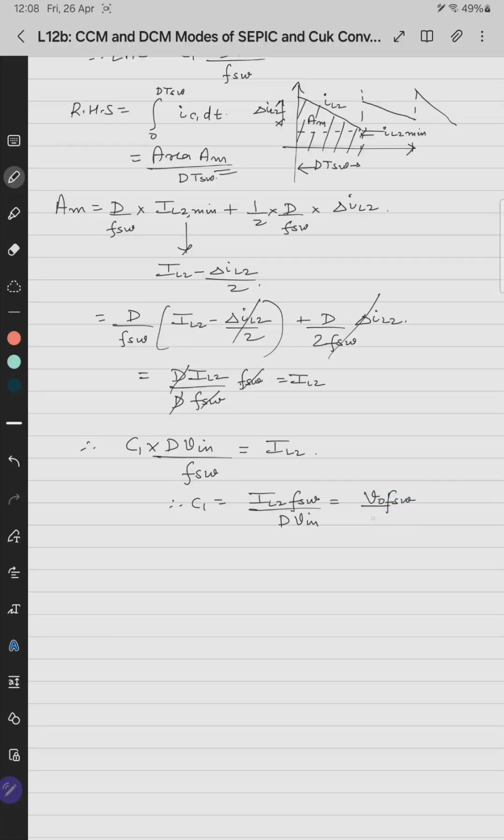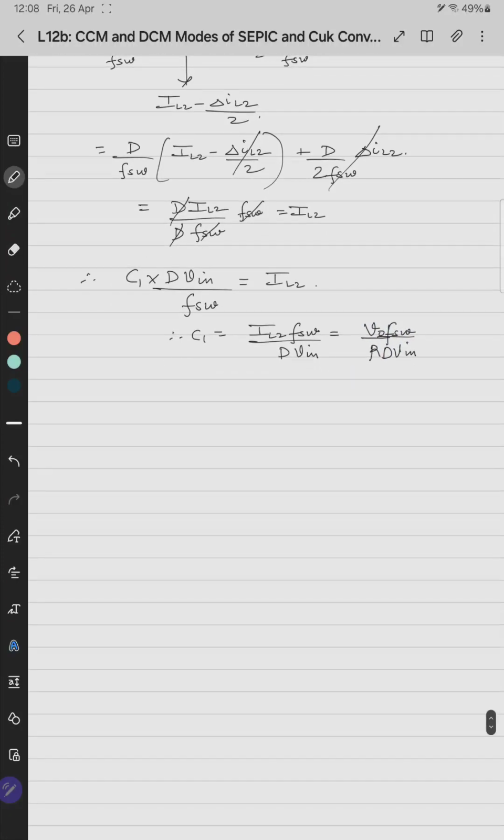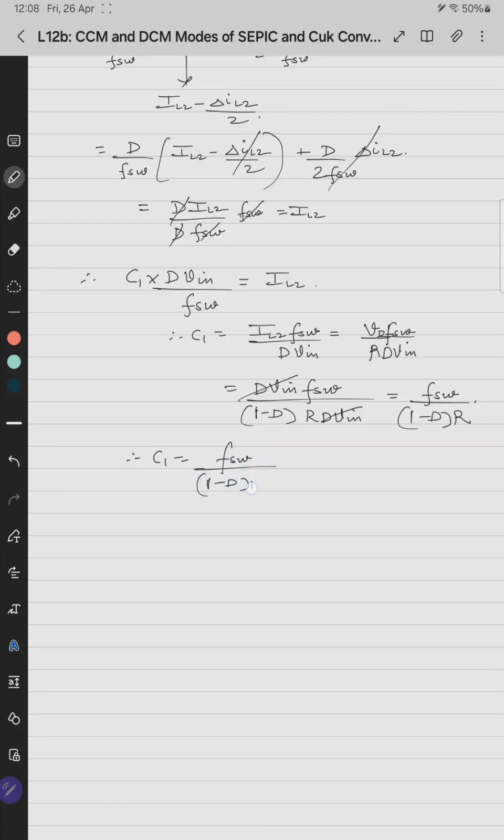or I load is V0 by R, so V0 F switching by R D V in, or again we can simplify it, V0 as D into V in into F switching by 1 minus D into R into D into V in. D V in gets cancelled with D V in, so it is F switching by 1 minus D into R. Therefore C1 is F switching by 1 minus D into R.